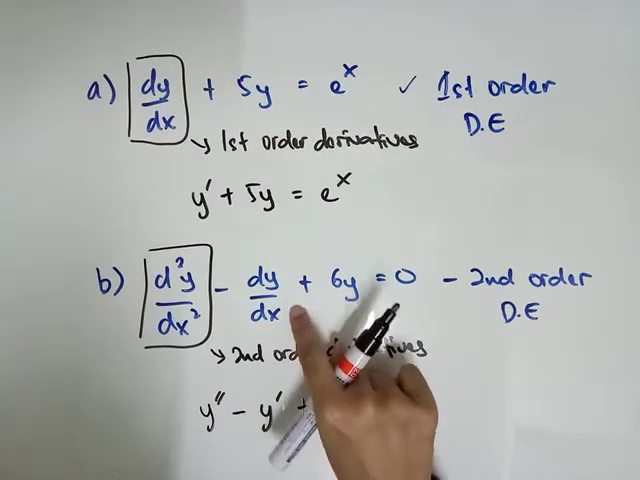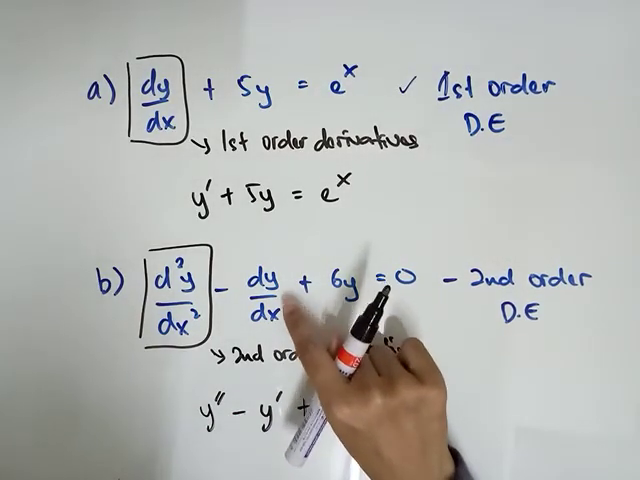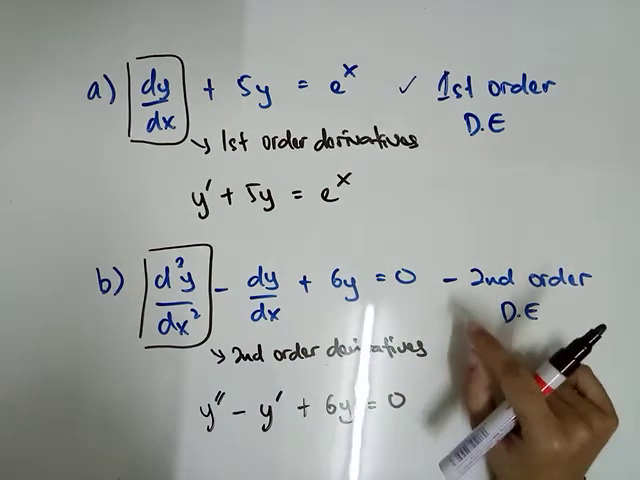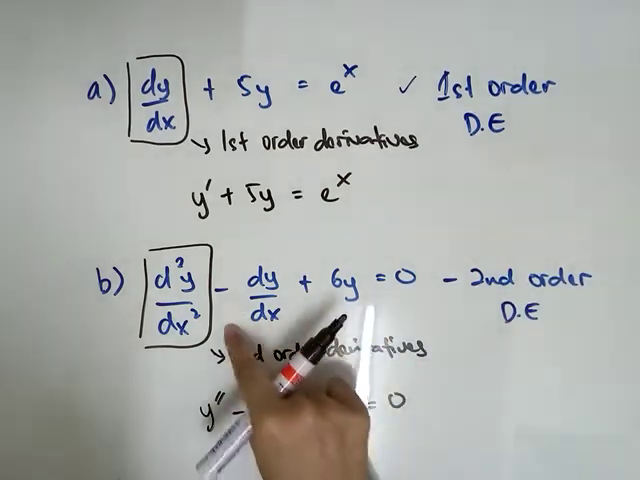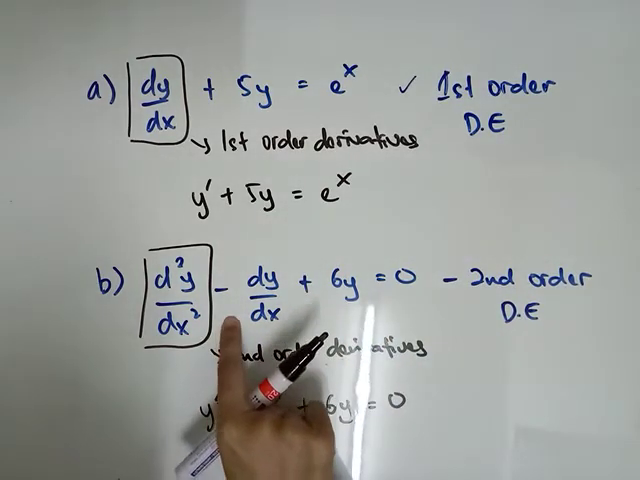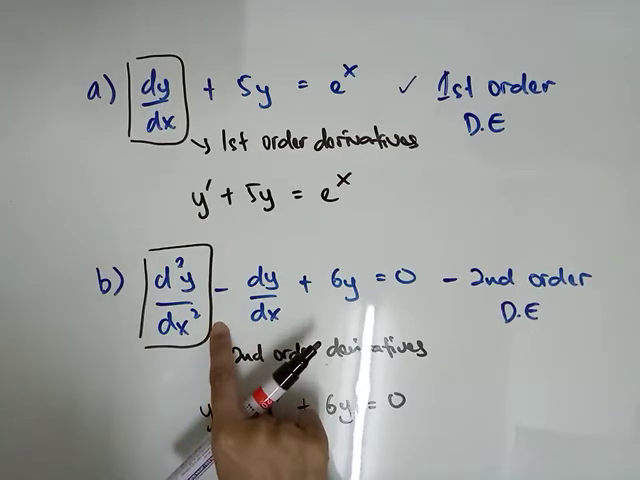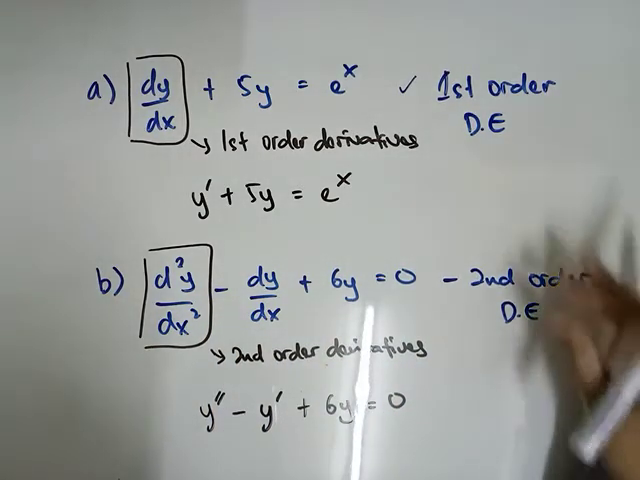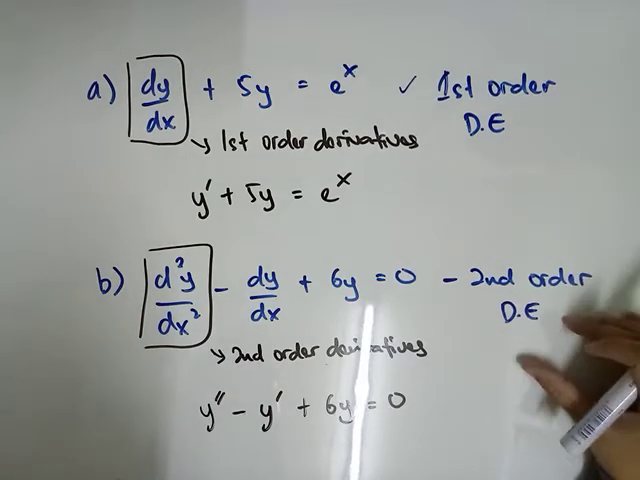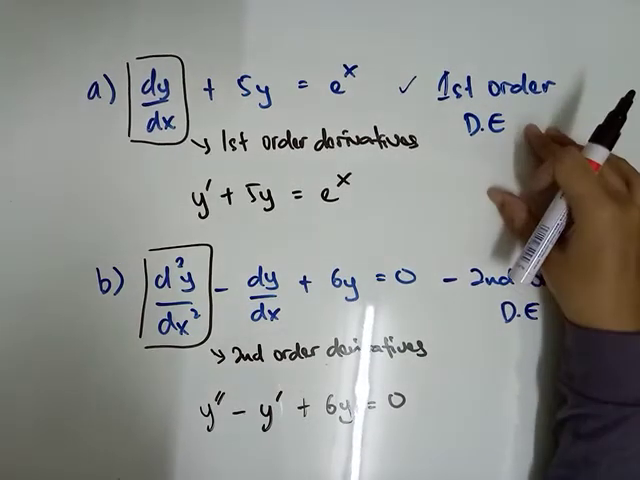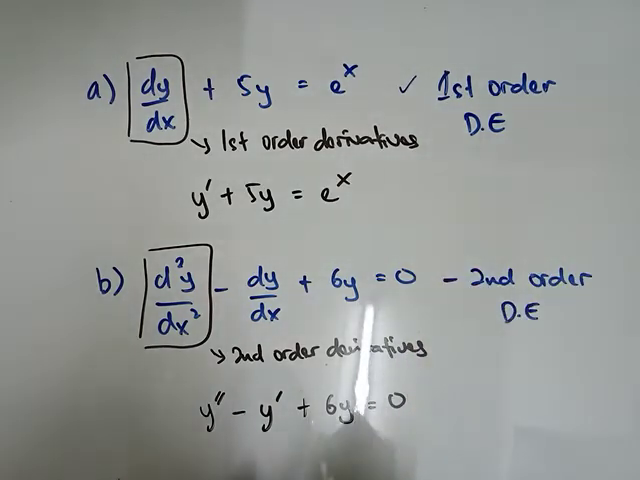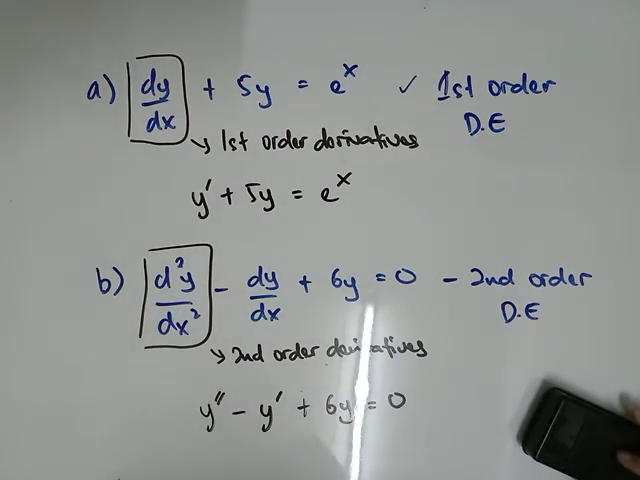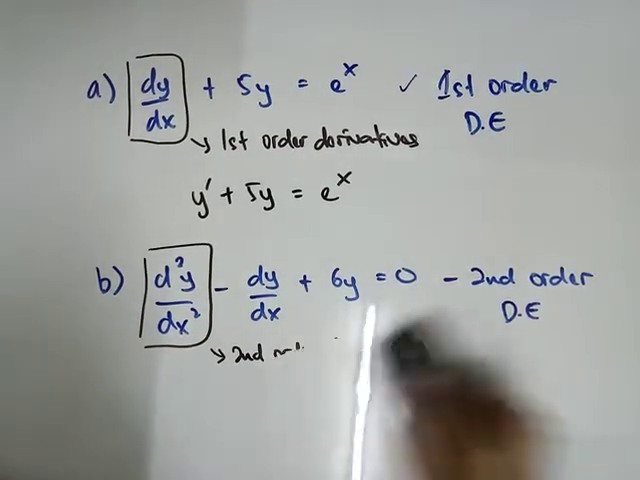Okay, even though we have dy over dx, the first order derivative here, we say that this is second order, because we refer to the highest order derivative, which is the second order derivative here. Okay, you faham now? This one is a first order differential equation, this one is a second order differential equation. This is the difference here. So for now, we're gonna learn about the first order differential equation.